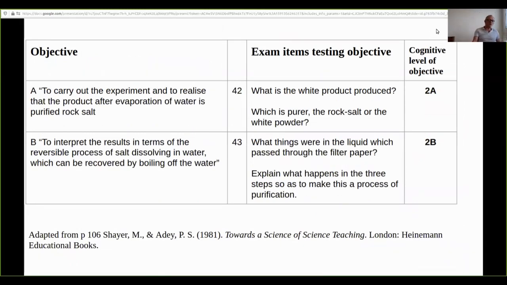These are what the raters in this whole research group came up with: that 42 was a 2A and 43 was a 2B. Now I'll show you how they actually made that assignation.